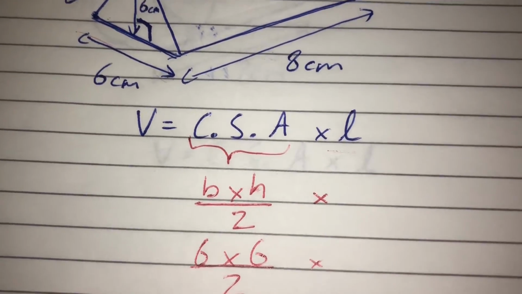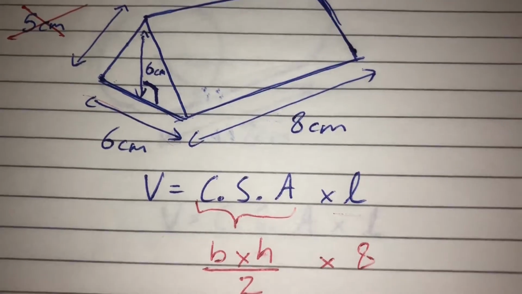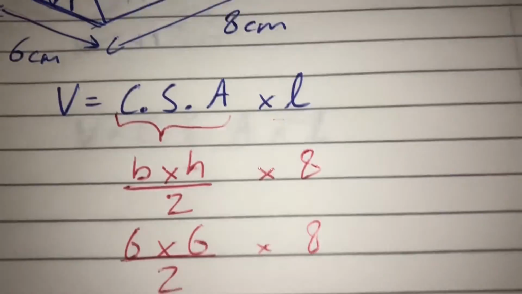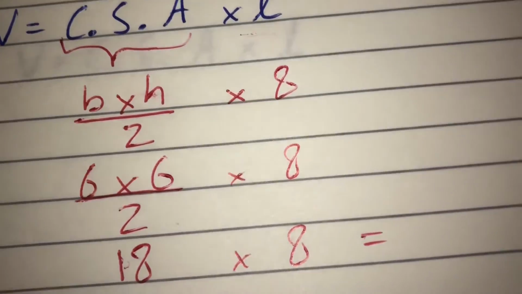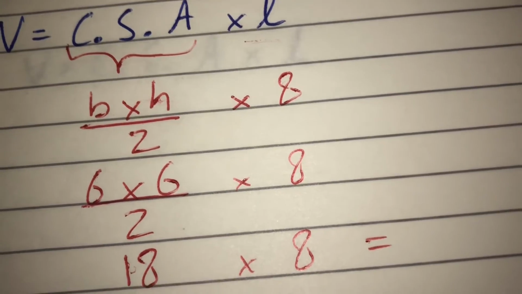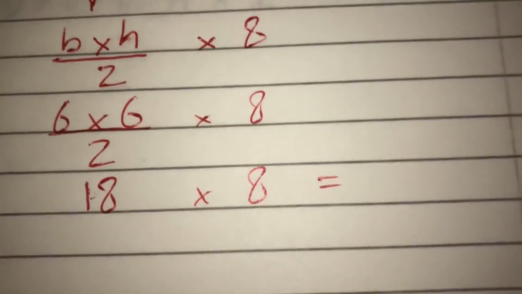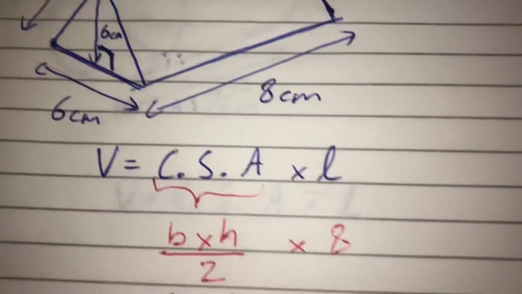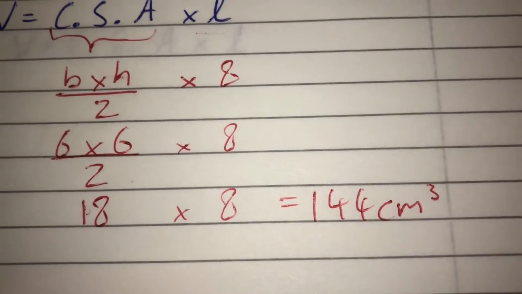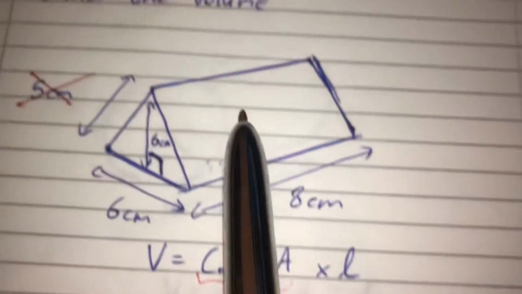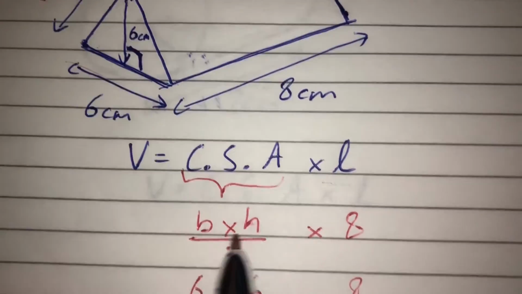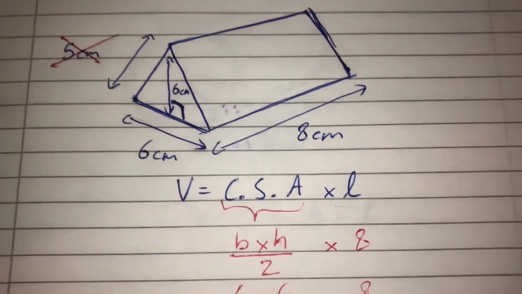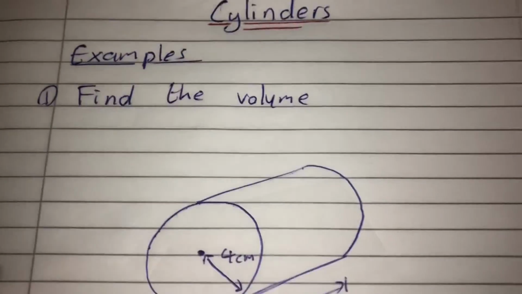And the whole time we're remembering that we have to multiply by the length of the prism, which is 8. So 18 times 8. I'll just work that out here on the calculator. 18 times 8, which is 144. And remember, my units, because this is in centimeters, centimeters cubed for the volume. Okay, so the volume of a triangular prism is base times perpendicular height, divided by 2, times the length. Okay. We'll also take a minute to look at cylinders.